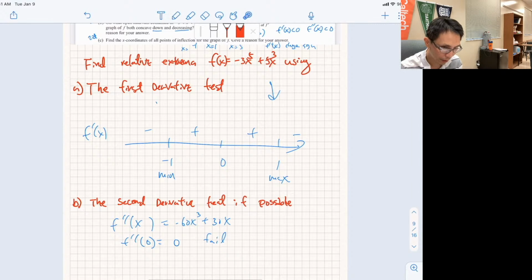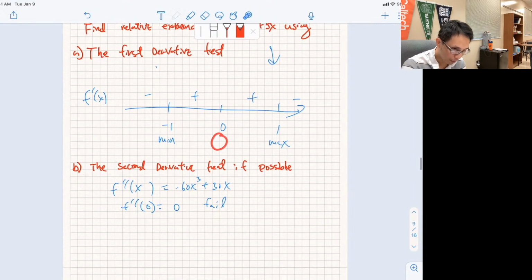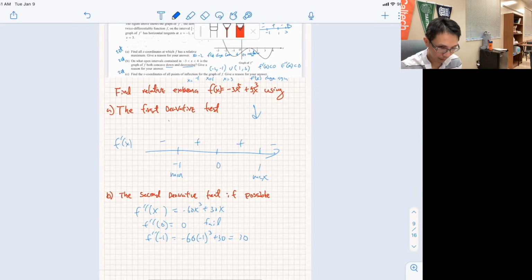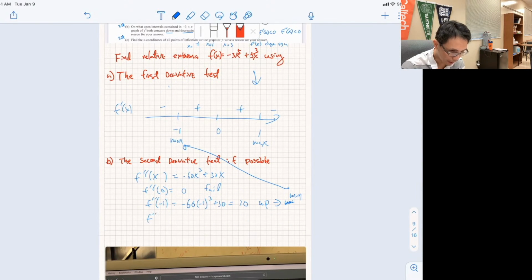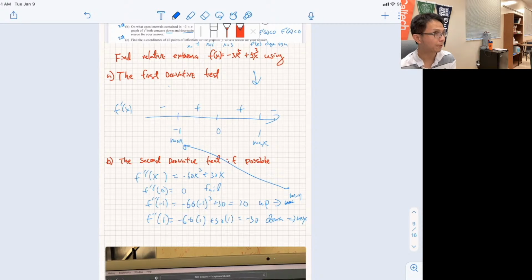You can tell on the first derivative it's true. Now, positive 30 is concave up, so it's up, therefore it's a max. Oh, no, it's a min, sorry. And we just verify this. The second derivative is pretty accurate. 60 times 1 plus 30 times 1... that's equal to -30, concave down, so therefore it's a max. So we verify with the second derivative.